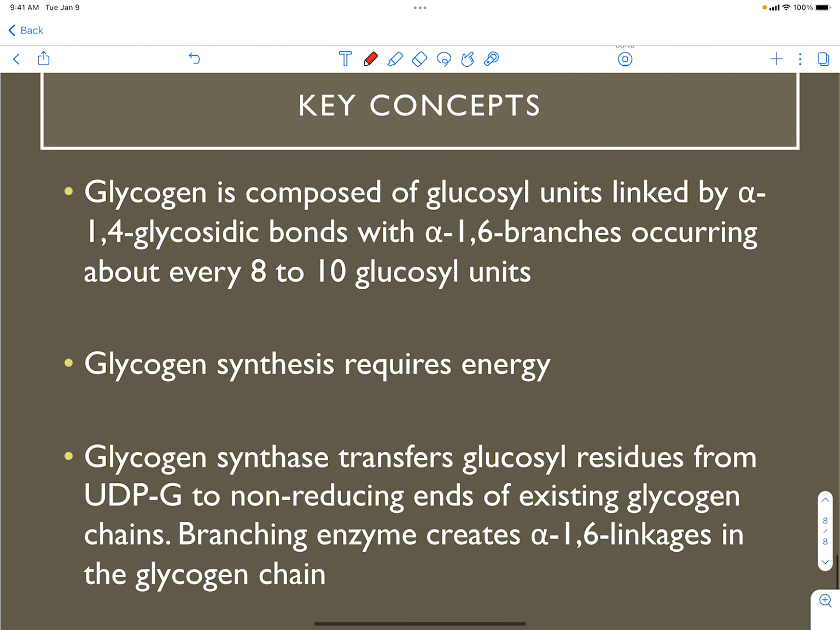So glycogen is composed of glycosyl units from UDP glucose. You're going to form the alpha 1,4 glycosidic bonds. You're also going to have alpha 1,6 branches that occur about every 8 to 10 glycosyl units. The synthesis requires that UDP energy, and the transfer from UDP to the non-reducing ends occurs on existing glycogen chains. If you don't have existing chains, you need to start again with glycogenin.